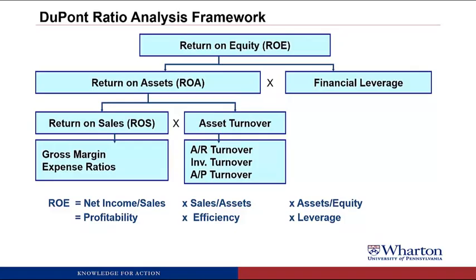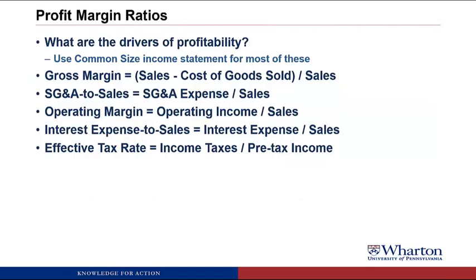Below return on sales, we have some additional ratios that'll let us drill down into profitability, things like gross margin and various expense ratios. And below asset turnover, we can look at turnover ratios for individual assets like receivables and inventory and liabilities like accounts payable. We're going to start by looking at the profit margin ratios to try to figure out what are the drivers of Plainview's profitability. Most of these ratios are going to come straight from the common size income statement.